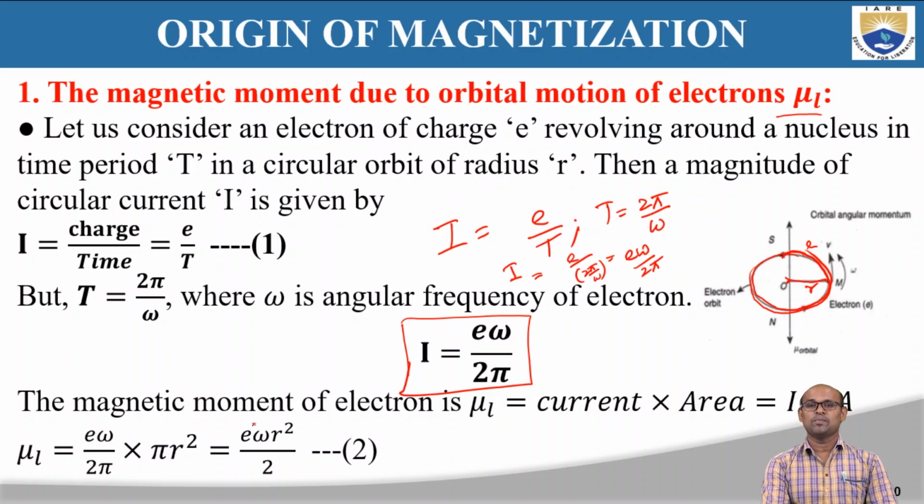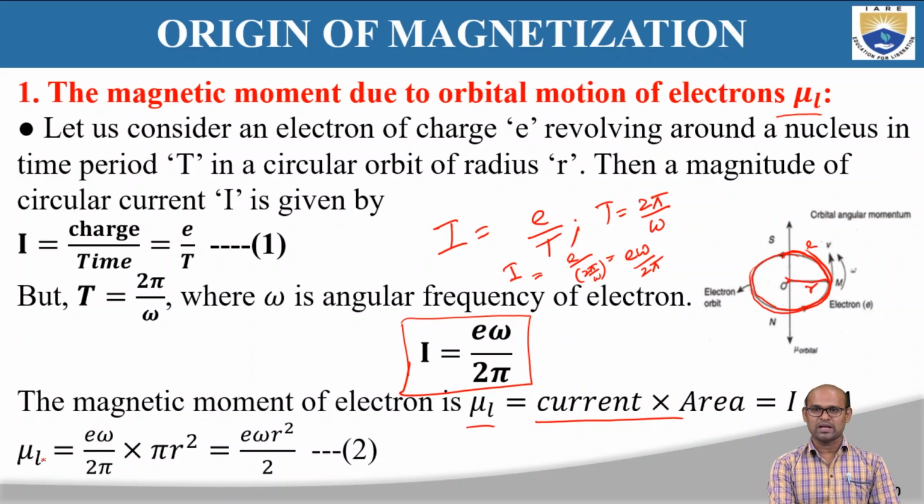So the magnetic dipole moment of electron is mu L, which is equal to current multiplied by area. The amount of current that is produced multiplied by the area of this circular orbit will give us the magnetic moment produced by the orbital motion of electron. So magnetic moment is current into area. Current is I, and we know current is e omega by 2 pi.